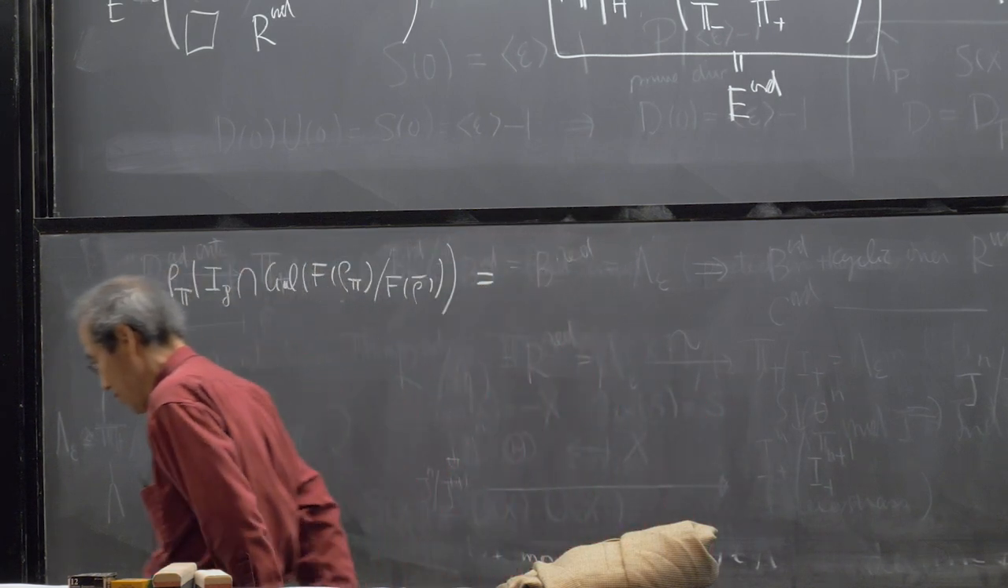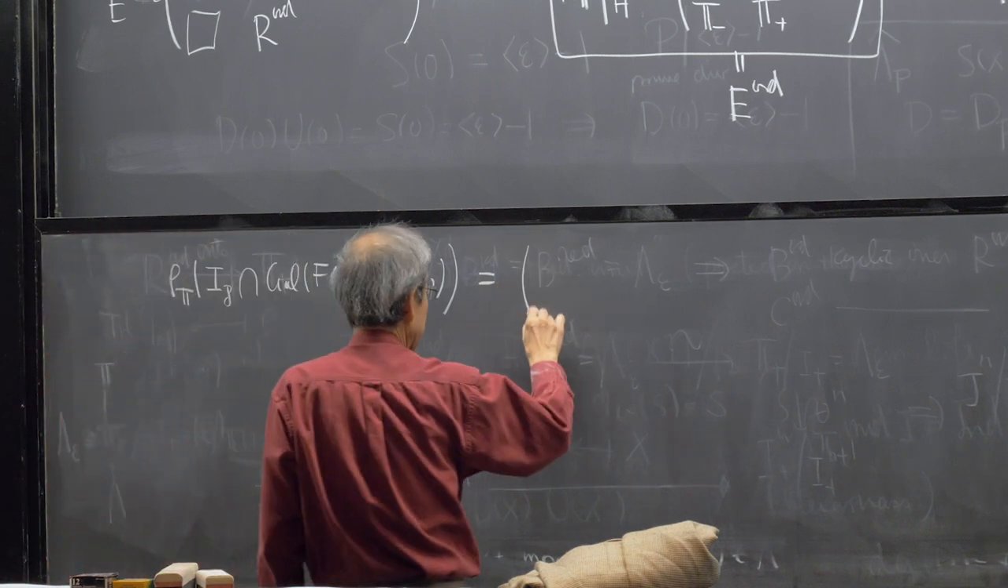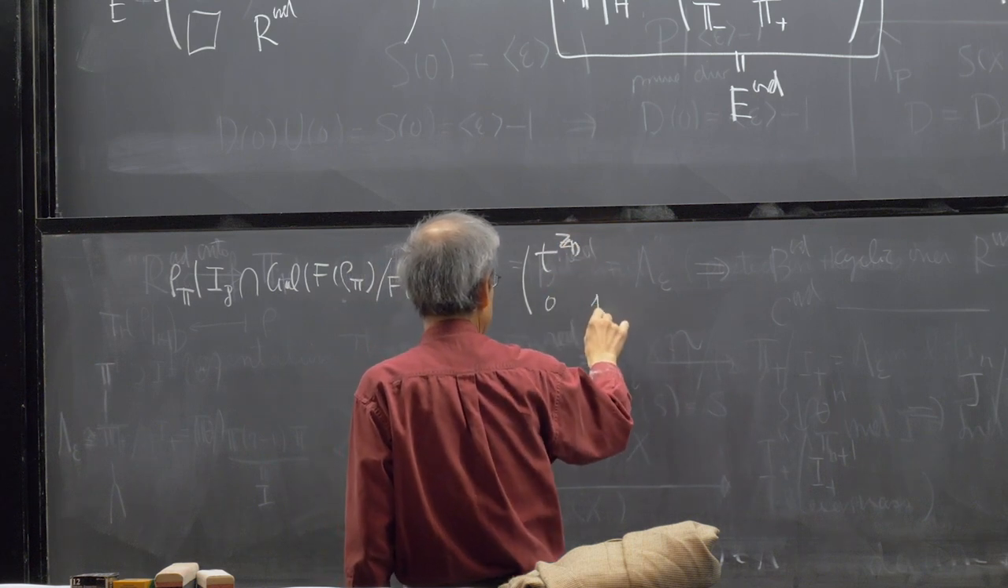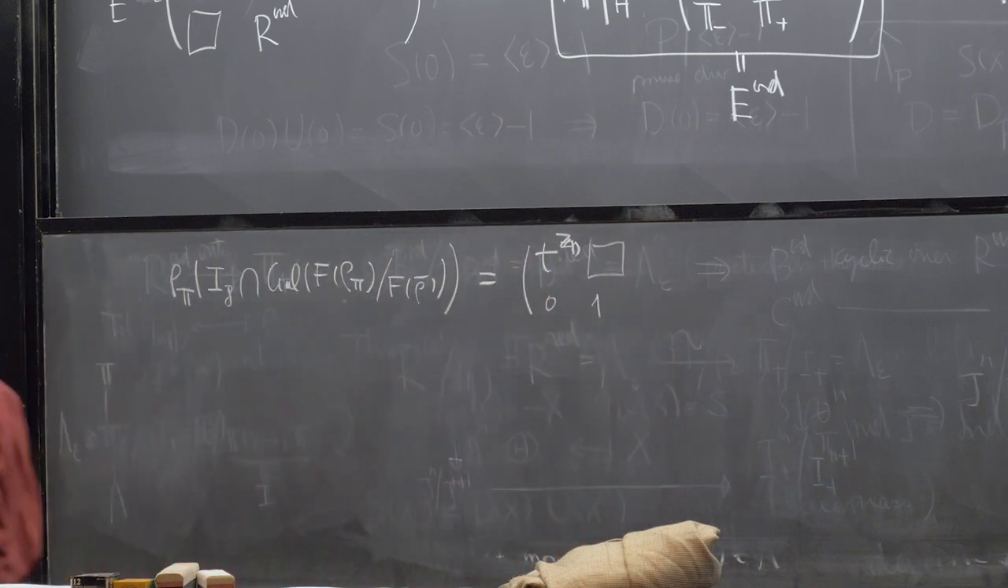Actually, in my paper in Compositio, 2015, I have basically shown that this has the form T to the Z_p, 0, 1, and some ideal here, non-zero. Non-zero comes from the result of Jovin.